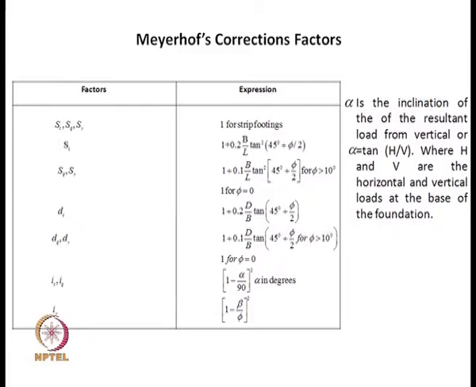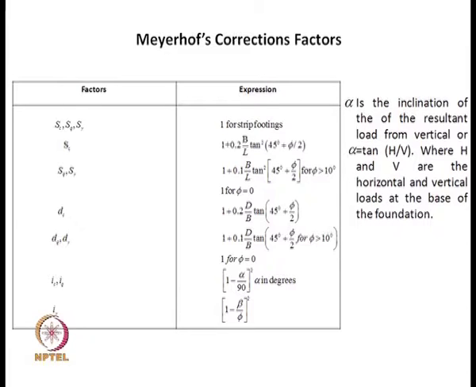Similarly, inclination factors IC, IQ we can determine from this expression, where alpha is in degrees, and I gamma can be determined by using this expression, 1 minus alpha by phi whole square. Now, here alpha is the inclination of the resultant load from vertical. So, that means the alpha angle is measured from the vertical axis, or in other words alpha can be determined by tan inverse H by V, where H and V are the horizontal and vertical components of the load which is acting at the base of the foundation.